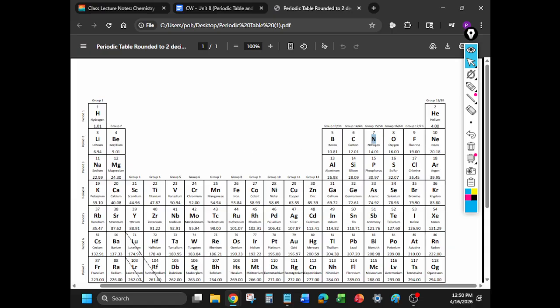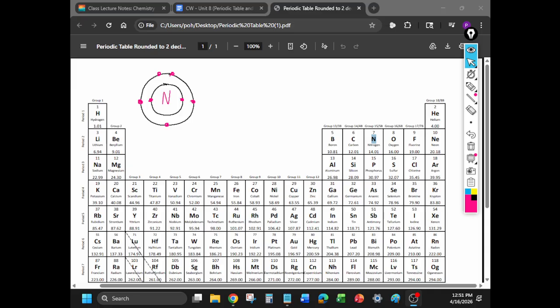So regular nitrogen. All right, guys, so I drew the picture of nitrogen up there for you, but nitrogen's going to have 2 in the first shell, 5 in the second shell. Okay, hopefully that's not too bad.